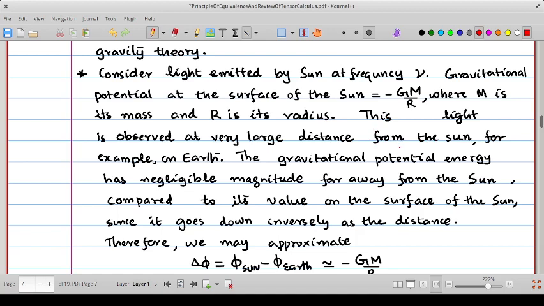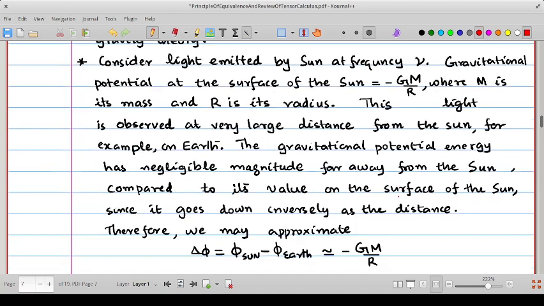Now the gravitational potential has negligible magnitude far away from the sun compared to its value on the surface of the sun. This is because the gravitational potential goes like 1 by r, and very far away from the sun, r will be very large, and therefore the gravitational potential would be negligible.